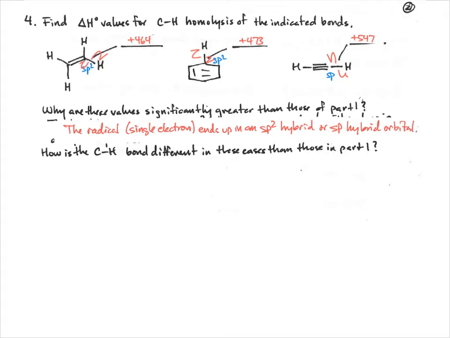Either ends up in an sp2 or sp hybrid orbital. And so how do we further understand that? How is the CH bond different from the cases in part 1? So all the examples in part 1, I'm just going to use methane as an example. All of them were sp3 hybridized.